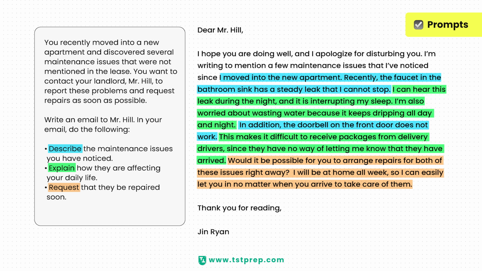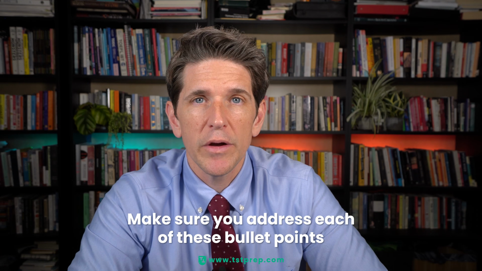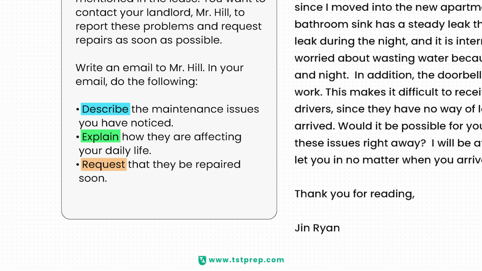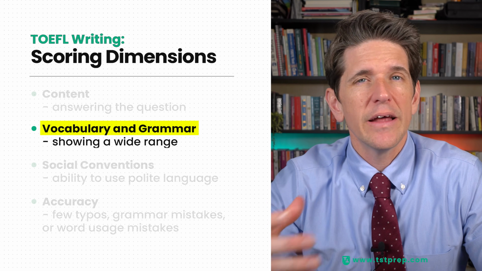Very, very important. Part of your score for content, make sure you address each of these bullet points. These bullet points are the most important part of the question. Make sure you answer them, read them carefully. The next grading criteria is vocabulary and grammar. And of course you know that vocabulary and grammar is important, but the way that it's graded might surprise you a little bit.